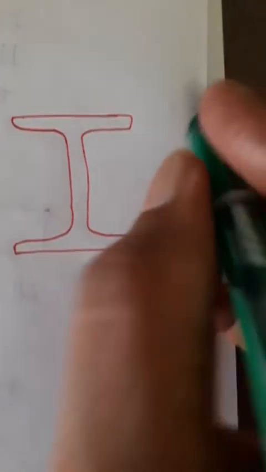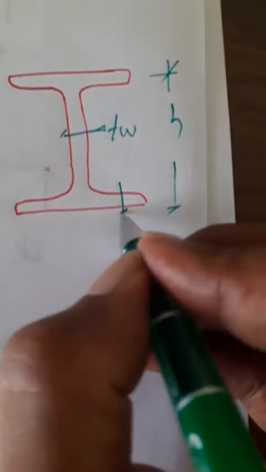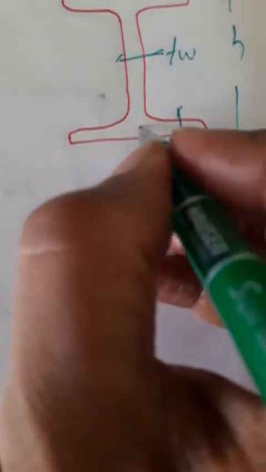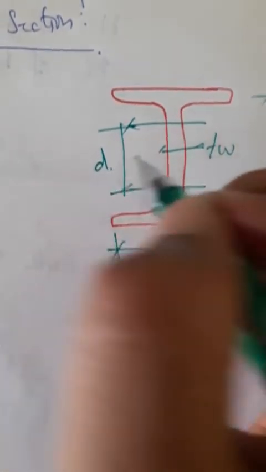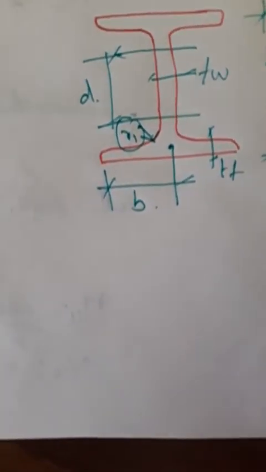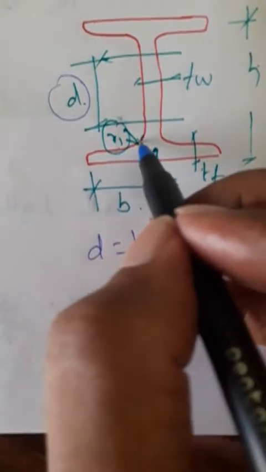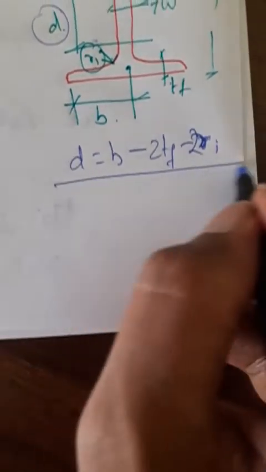For this diagram, this is height h, this is thickness of web, thickness of flange. Now IS 800 defines B as half the flange width. So this is B here. Now height D is this value. This value is radius at root R1. Again you get all these values from steel table. Now this dimension D is defined as D is equal to H minus 2 times TF minus 2 times R1. This is the definition of D.